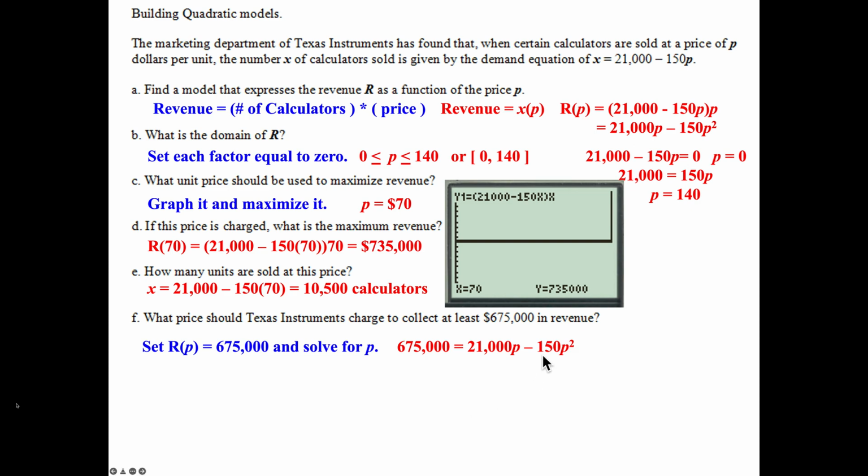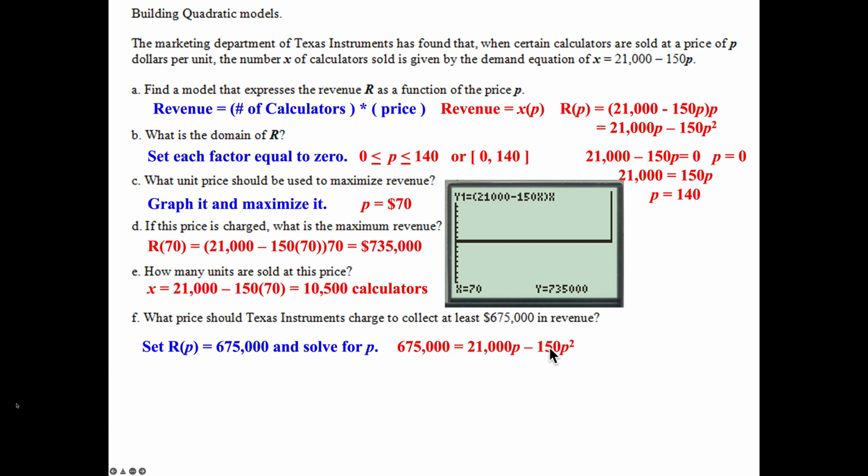First of all, notice that I need to get rid of this leading coefficient on my p squared. If I want to solve this, I want to try to factor it, and I think that 150 is going to go into both of these numbers. Here's how I know that. Well, they end in zeros. 150 is a multiple of 5 and 3. 21 is a multiple of 3. 675, 6 plus 7 plus 5 is 18, so that's divisible by 3, and it ends in a 5, so I know it's divisible by 5 as well.